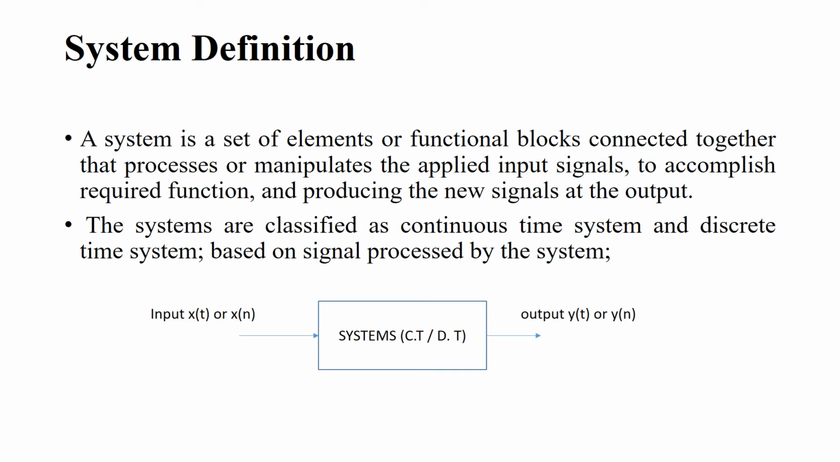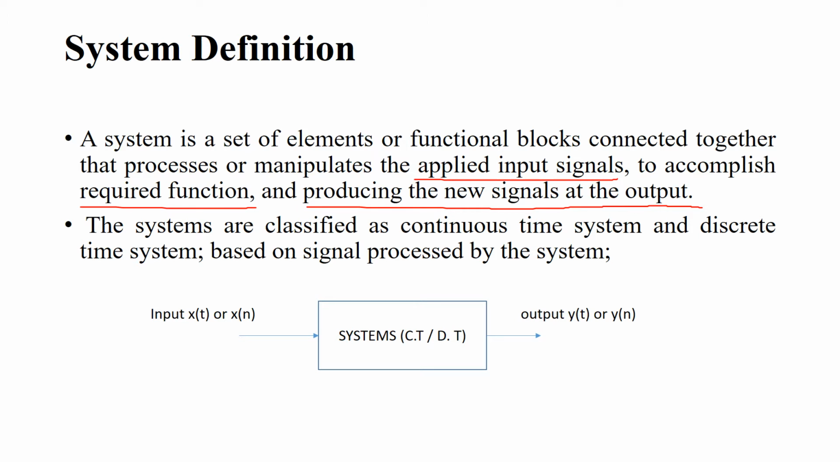Now in this session we are going to study the second half of the first unit, that is system. First of all we will define the system. A system is a set of elements or functional blocks connected together that processes and manipulates the applied input signal to accomplish a required function and produce a new signal at the output. This is the simple definition of a system.